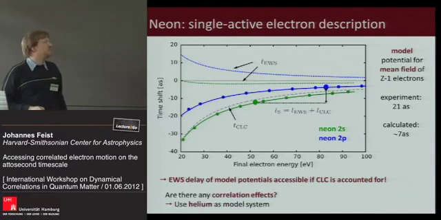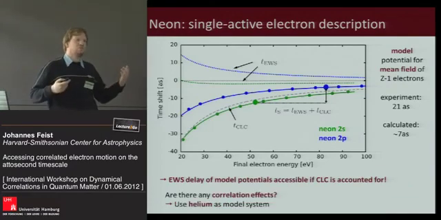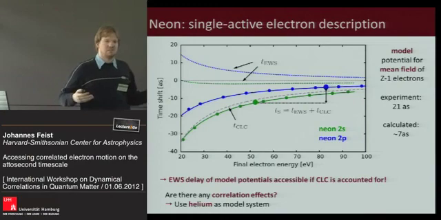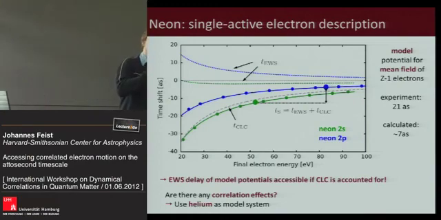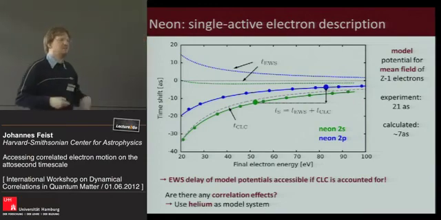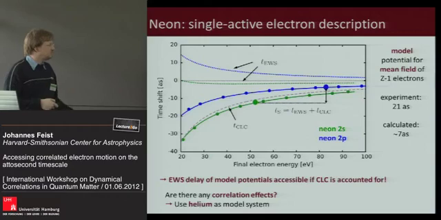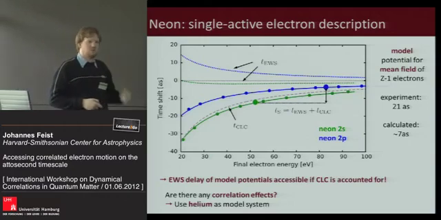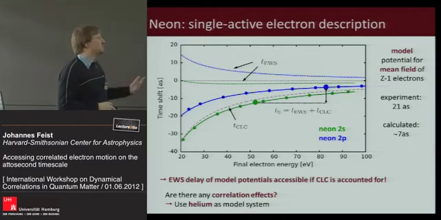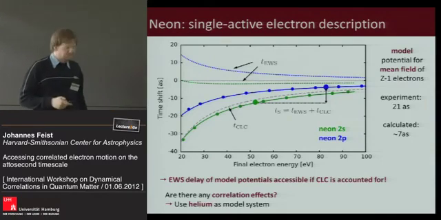So the next question is, this is a single active electron model, are there any correlation effects? Are there any effects of the electron interaction being somehow modified in the laser field that then give you an additional time shift? And for that, since we cannot do neon, and Hugo was just talking about how difficult it is to do these calculations for neon, we use helium as a model system.